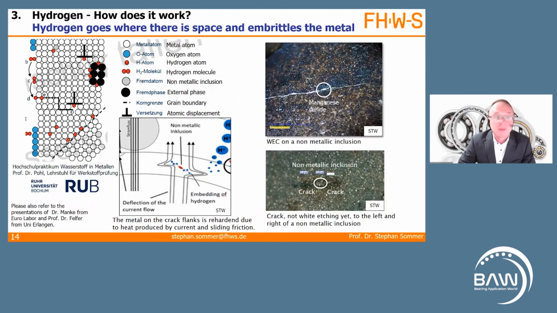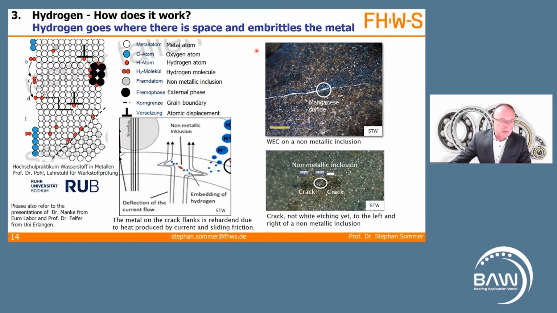Hydrogen, how does it work? Well, hydrogen goes where there is space, and hydrogen embrittles the metal. My colleagues in Bochum, Professor Pohl and Dr. Mahnke, who are experts in material engineering, have the explanation for wide edging cracks starting on non-metallic inclusions, like we see here in this picture. We remember this picture again, it's the same picture, non-metallic inclusion to the left and to the right, a wide edging crack.